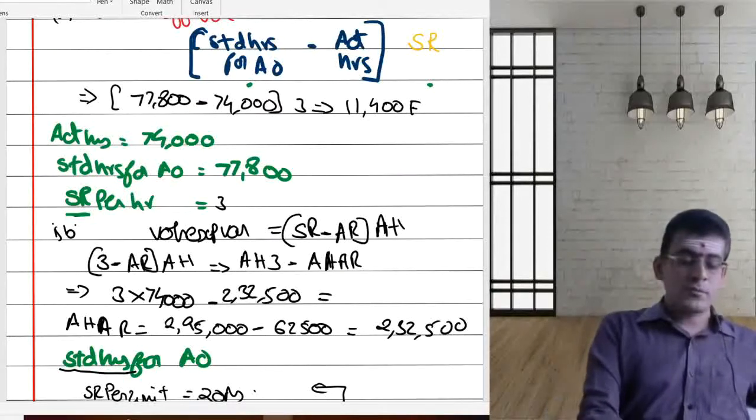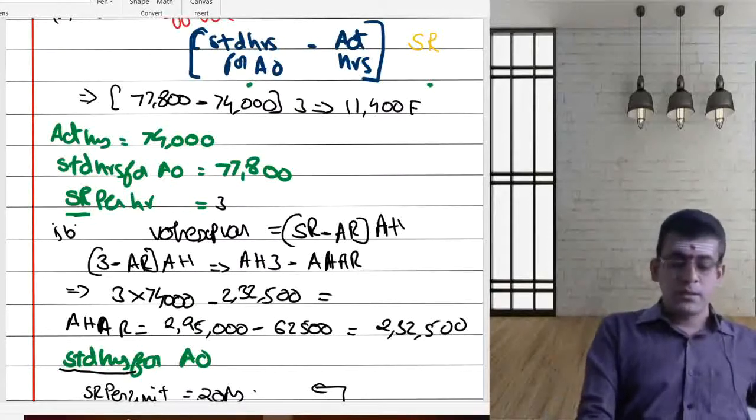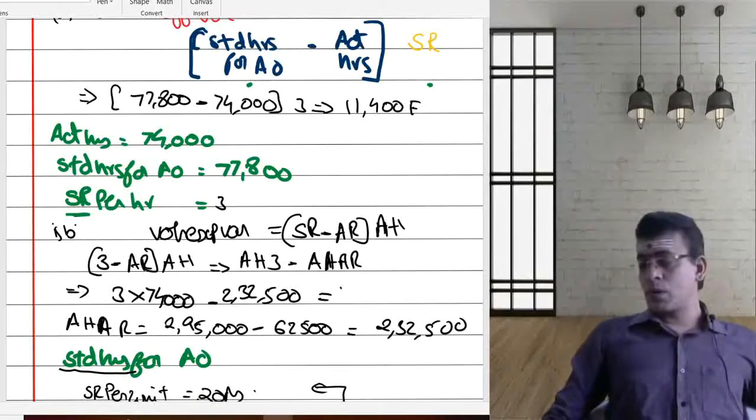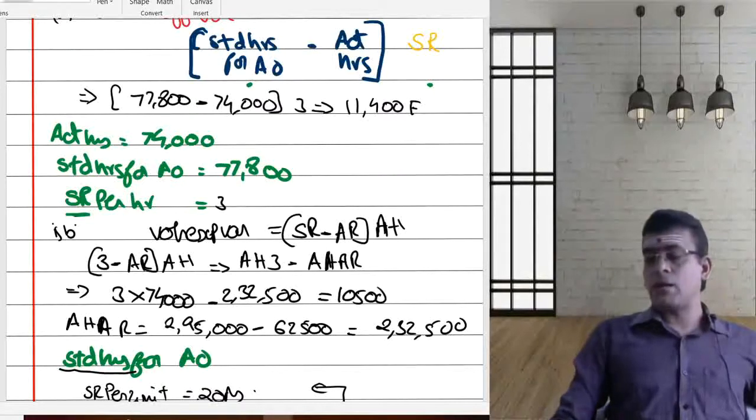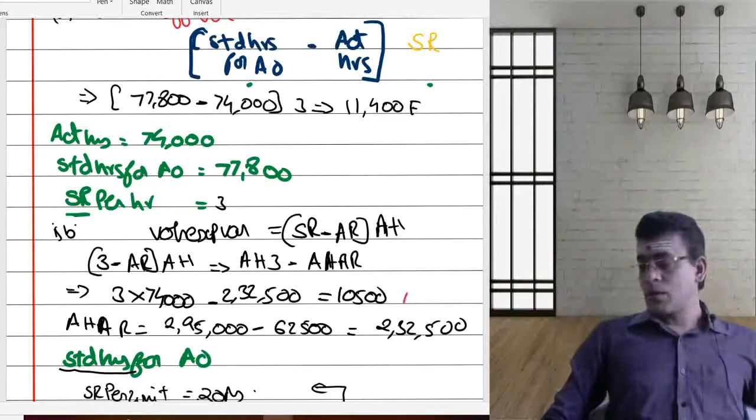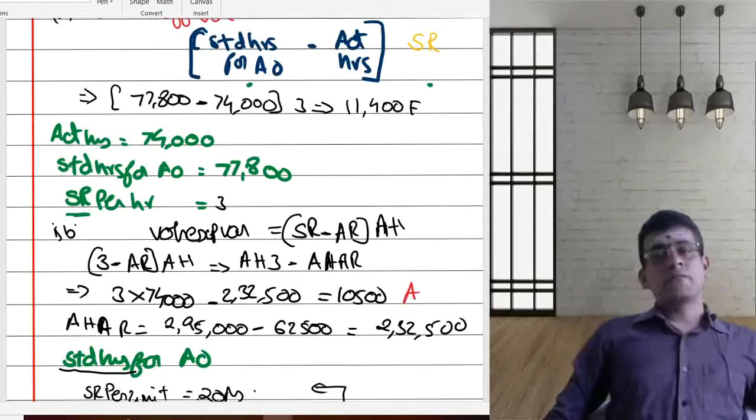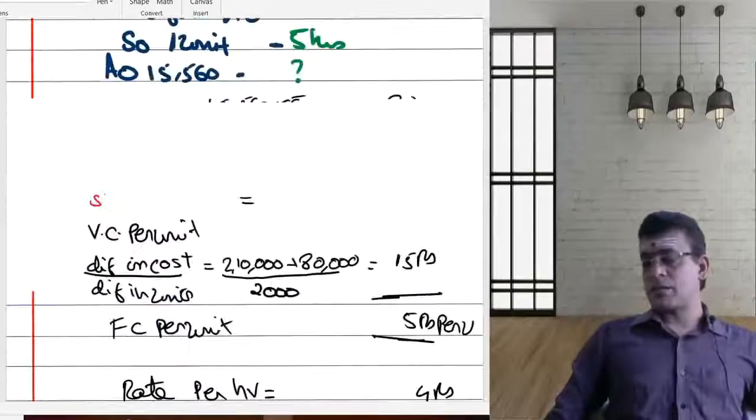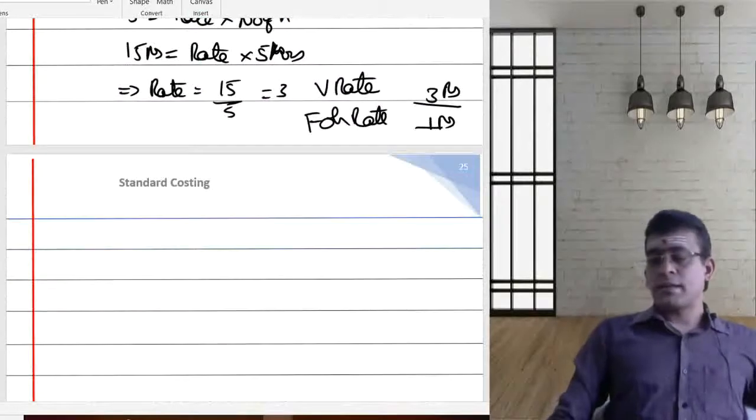Now what will the answer be? 74,000 into 3 minus 2,32,500 is going to give you 10,500 adverse. So 10,500 negative, we will call that adverse. So we are done with your variable overhead efficiency and variable overhead capacity variance. Now let us move on to the second one.